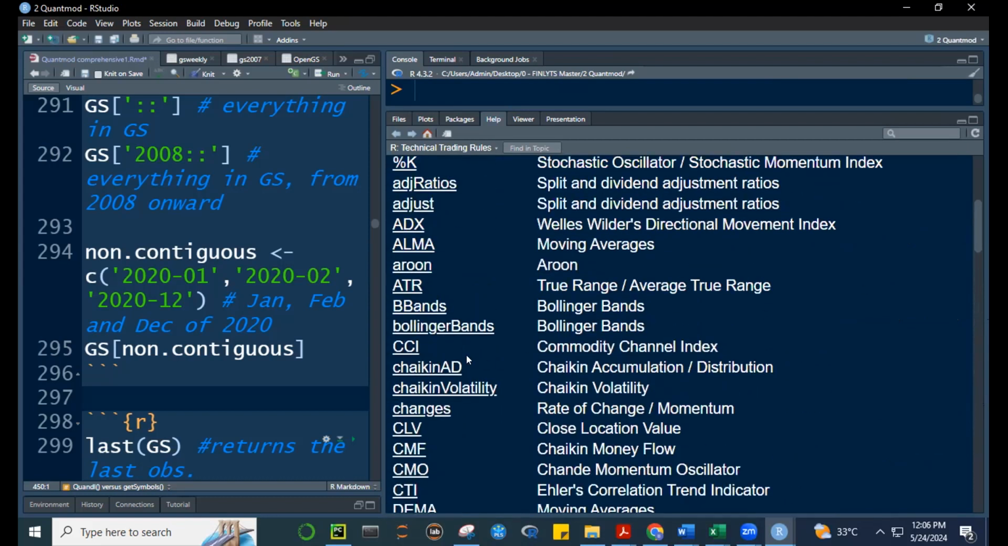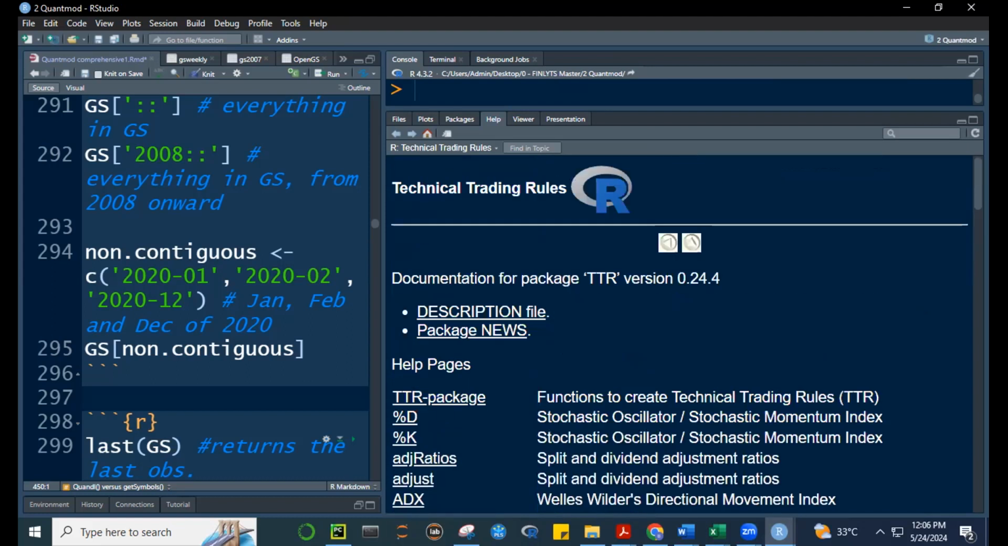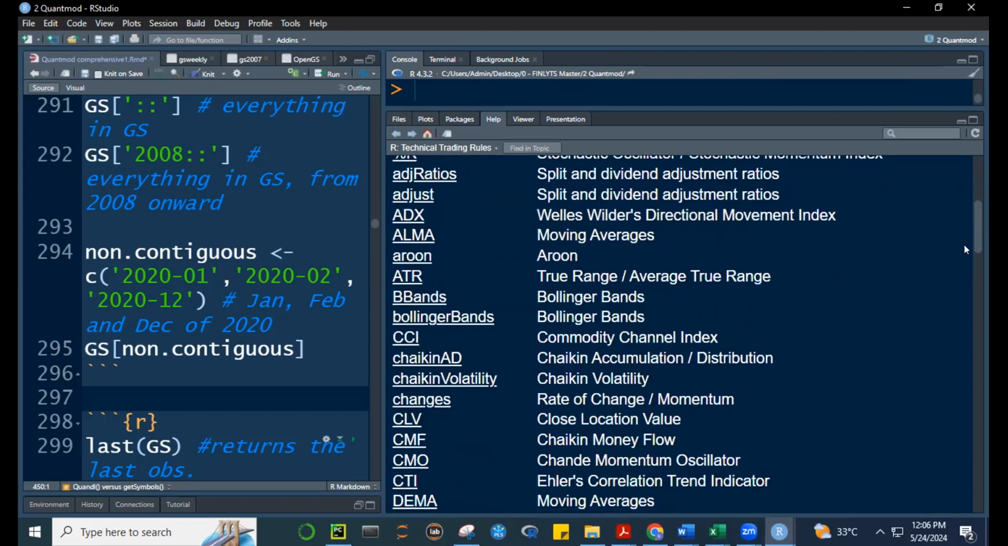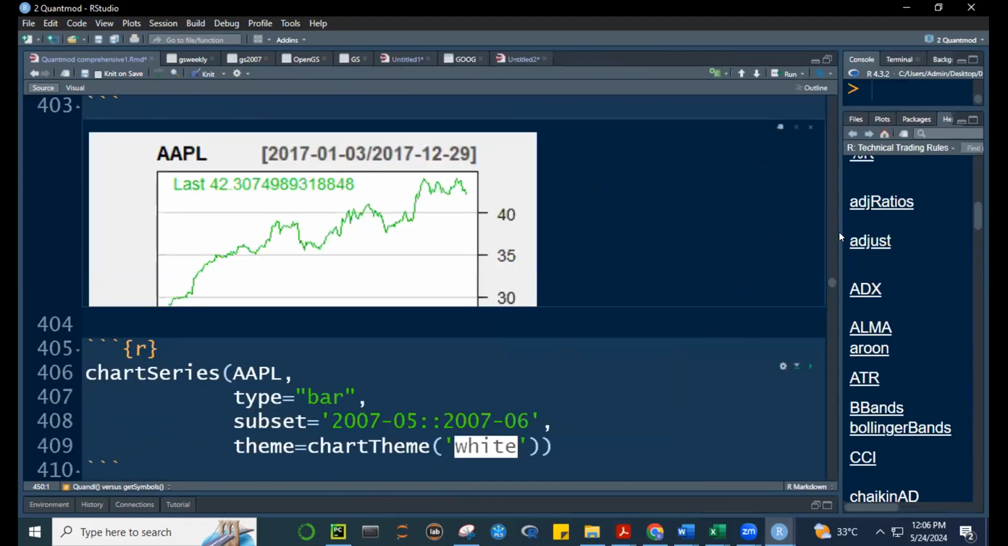Where is CCI? Here. Commodity Channel Index, and you have Bollinger Bands. Although this subject is not really a subject on investment, since we're already looking at this package TTR together with Quantmod, let's allow ourselves to be aware of the features of Quantmod that can be used for trading strategies.